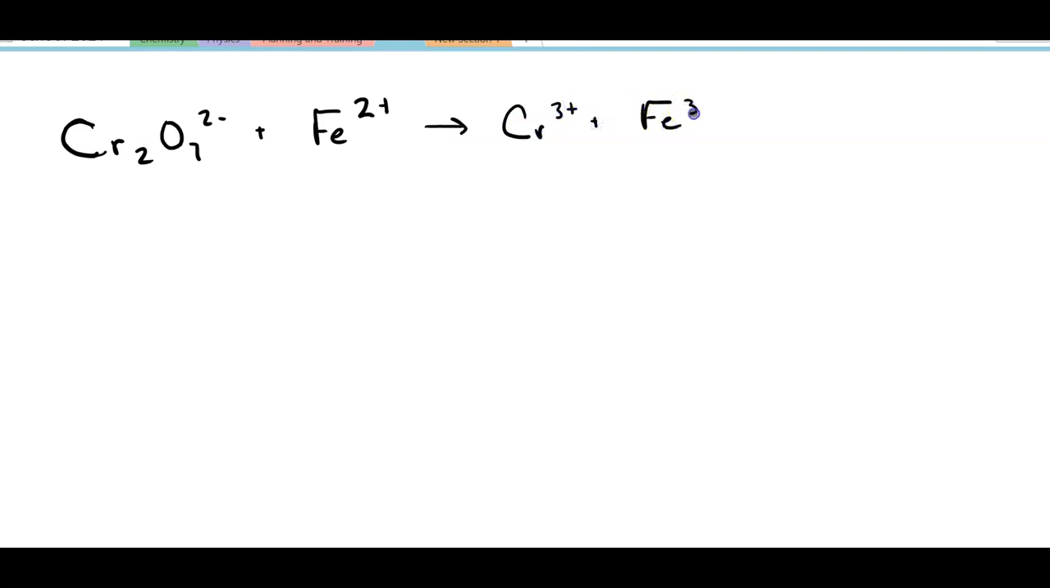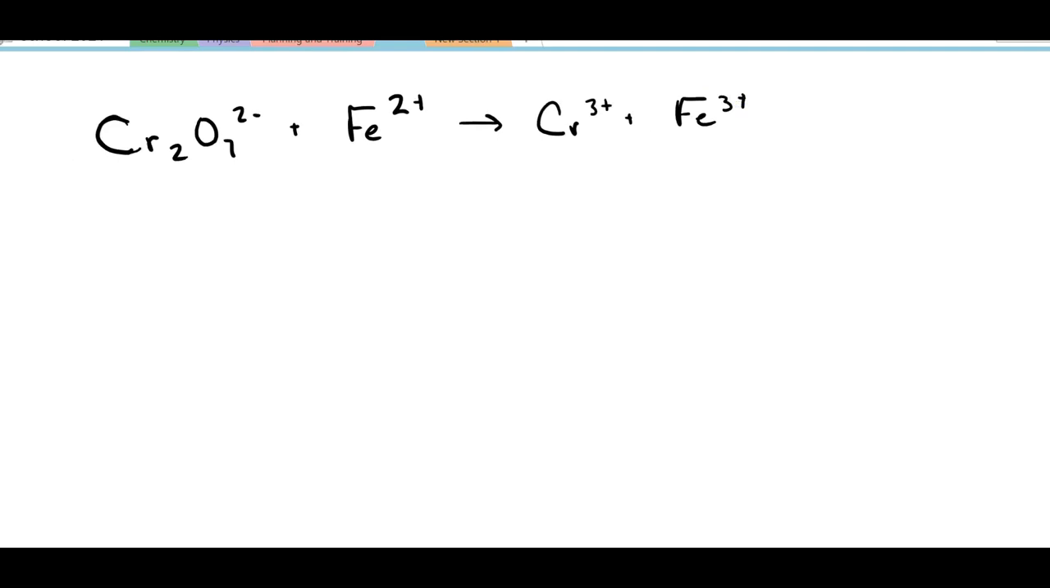Let's do a redox reaction together. We have the dichromate ion with a -2 charge reacts with an iron 2 ion, and this becomes the chromium 3 ion and the iron 3 ion. Three of these are very easy. I can see the oxidation state of the iron 2, chromium 3, and iron 3.